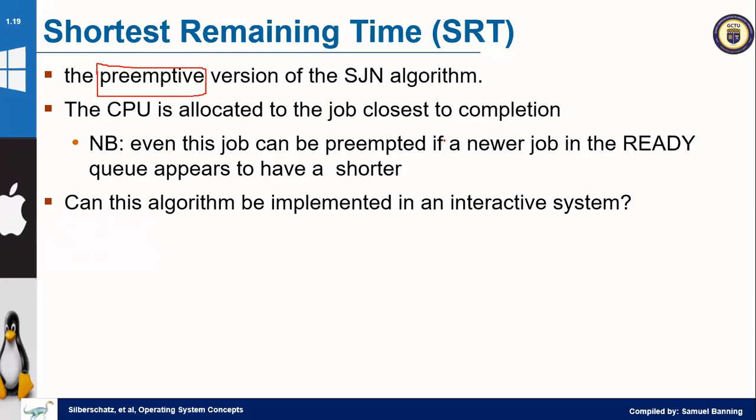So every time the process scheduler interrupts, the operating system will calculate how much time is left for all the jobs, and it will select the job that has the least remaining time. Even while the job with the least remaining time is being executed, if a new job is brought to the ready queue that appears to have a shorter time, then that job will be preempted.